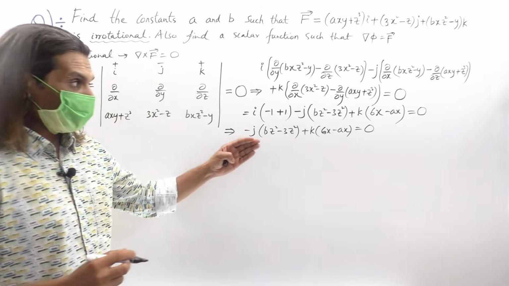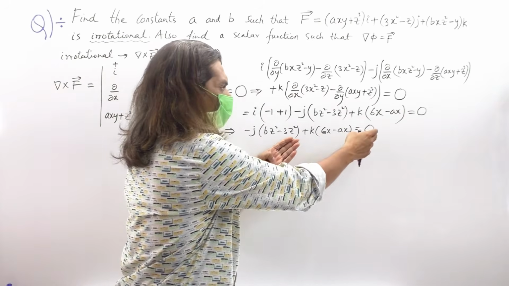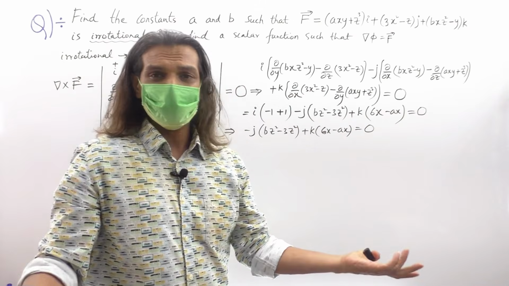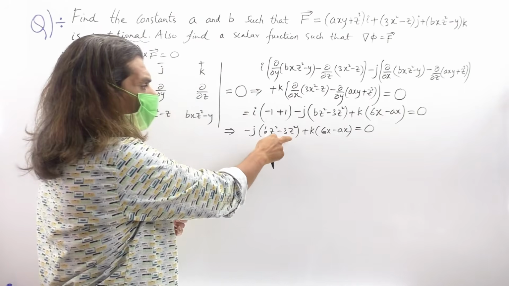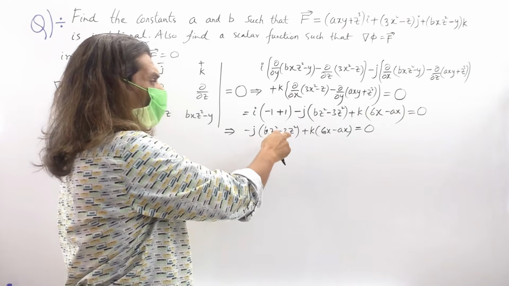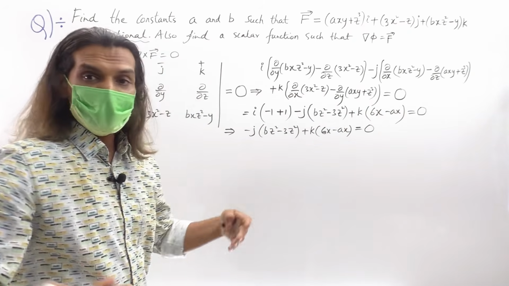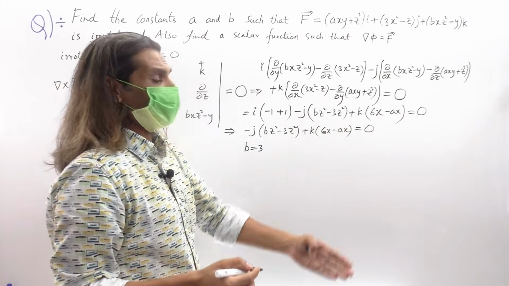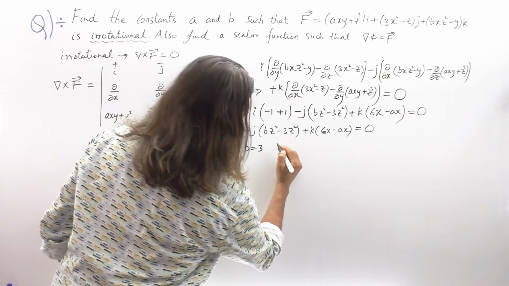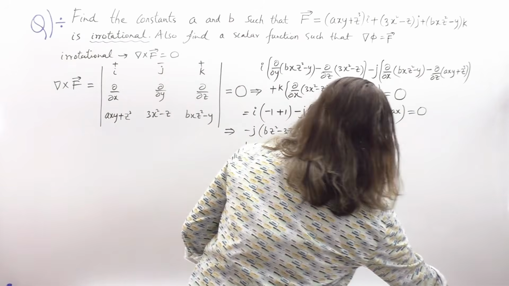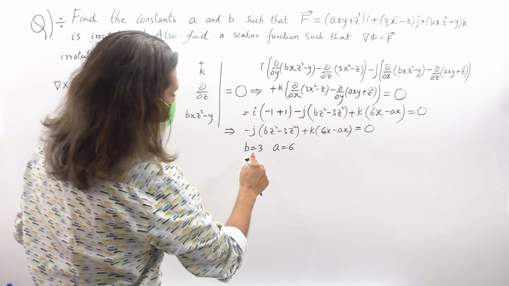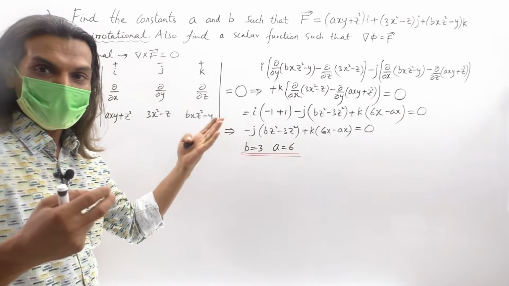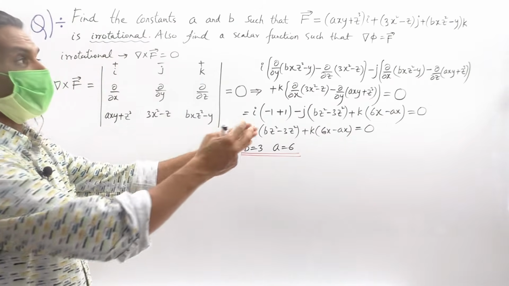See, very easy. What are the values of b and a which make this whole thing 0? Very simple. See, bz² minus 3z², so bz² is equal to 3z². What is b? b is equal to 3. And 6x minus ax, 6x minus 6x is 0, so a is equal to 6. That's it. Just by observing we can tell the value. So the constants a and b are a equal to 6 and b equal to 3. Understood? This is how we find the constants a and b.